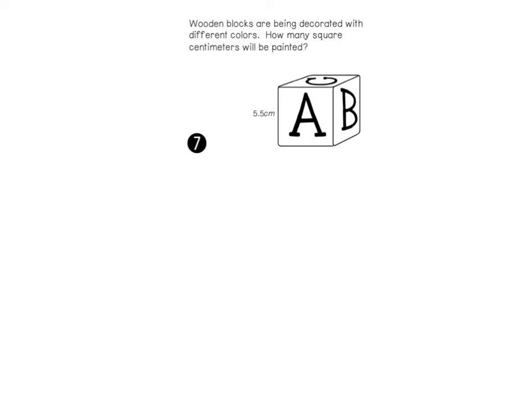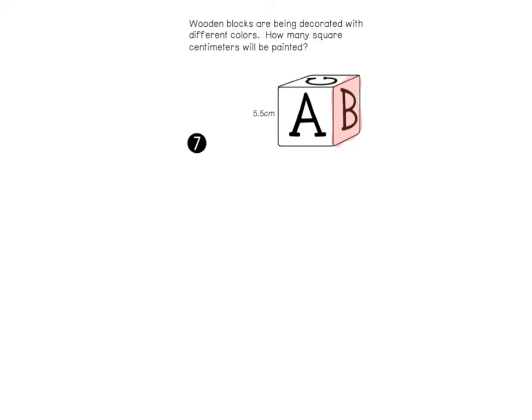Here's the last one we're going to look at together. It says that wooden blocks are being decorated with different colors. How many square centimeters will be painted? So again, we need to start off by color coding the sides. So we have this red side over here with the B. Now this side is the exact same side. Since it is a cube, all of the sides are going to be the same.